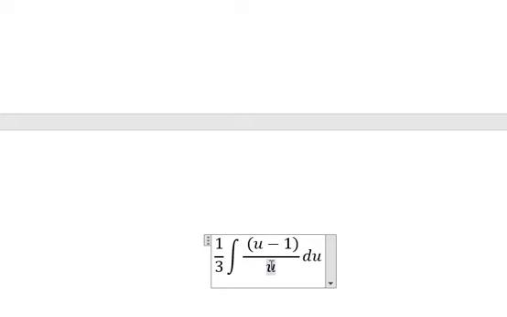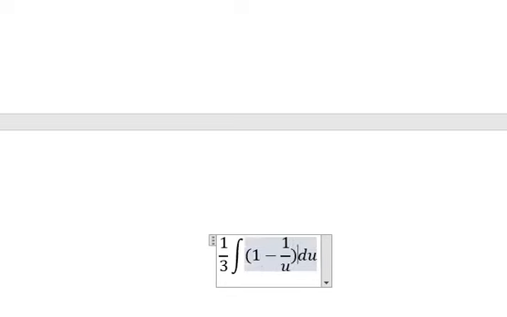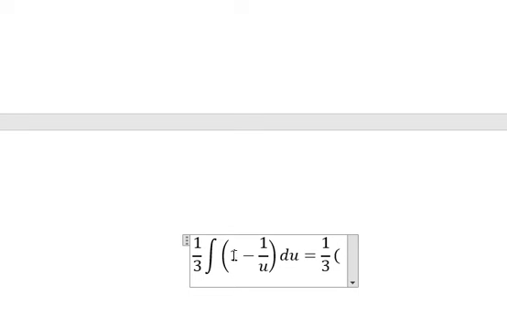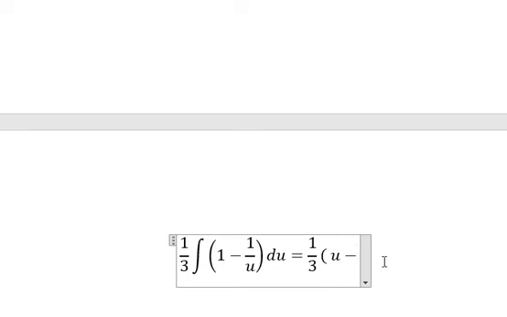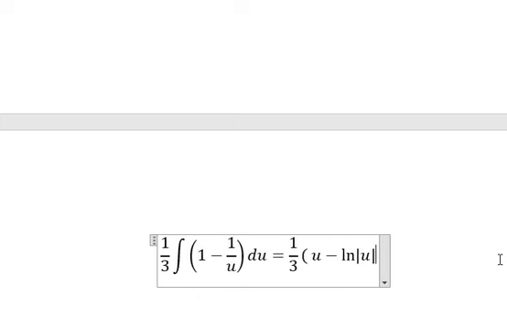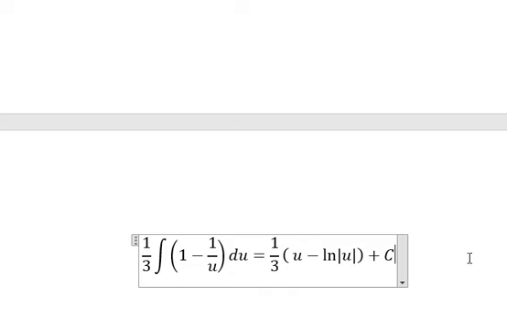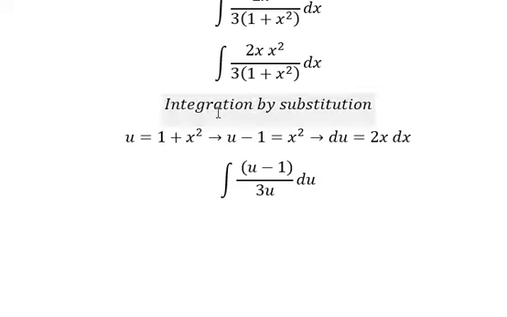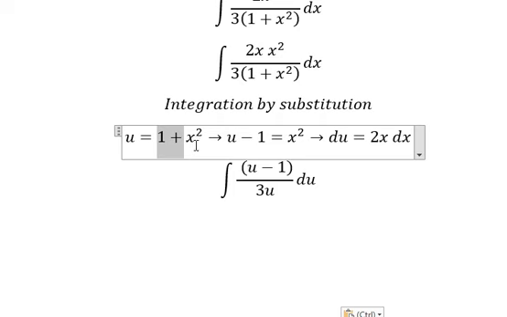u divided by u, we have number 1. 1 divided by u, we keep the same. So the integration of number 1, we have u. The integration of 1 over u, we have ln of the absolute value of u. And I will put c. About u, that is 1 plus s squared.